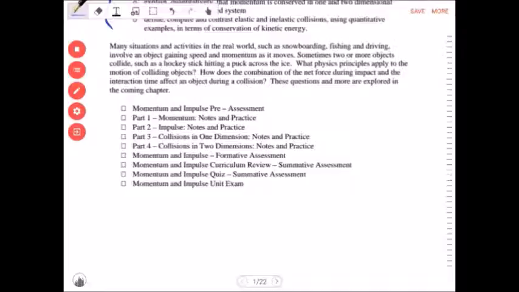Part 1 is momentum, and there's notes and practice at the end of every part. Practice is just out of the textbook, so you can either use the textbook pages or you can use the pages I've provided in the workspace. The advantage of the workspace is that you can write all over these things, but it is dense type, so you might just want to use loose leaf anyways. I'm going to leave that completely up to you.